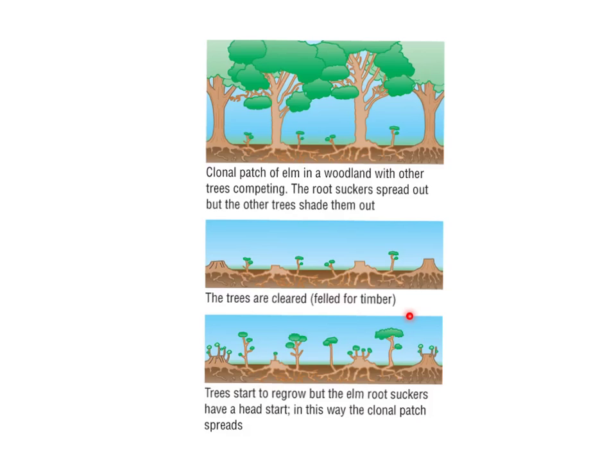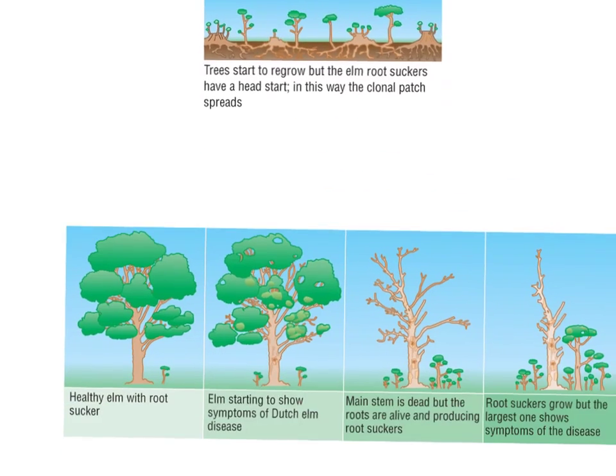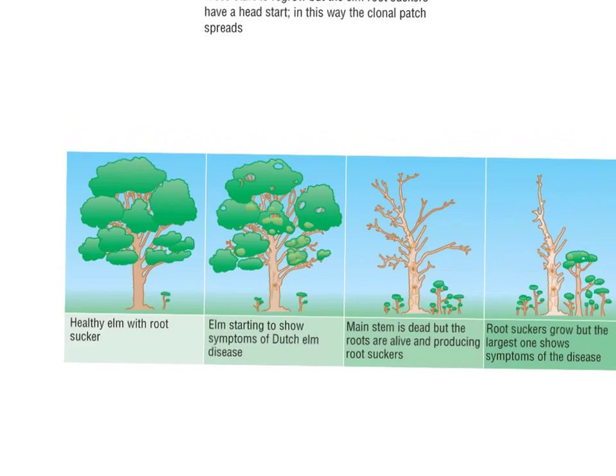Now the problem with this is that, of course, all these elm trees here, this elm tree here, and this elm tree here, and this elm tree here, are all clones of the original parent elm tree. Then we have a very limited gene pool. They're genetically all identical to each other, all of these plants. And there are huge disadvantages of these, as was demonstrated by the elm tree.